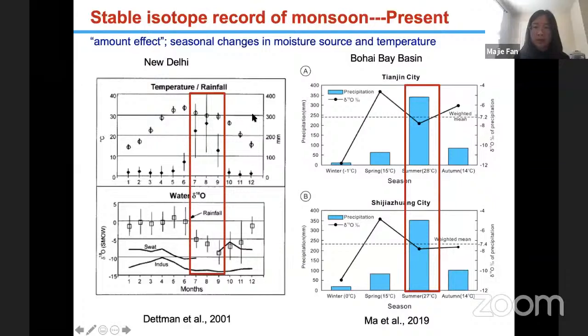Immediately you can tell that the spring, summer, and autumn precipitation has positive isotope values compared to the winter precipitation in this area. This is because of the seasonal change in moisture source and also temperature. But then look into the warm seasons. Summertime precipitation amount increases in both cities, and we see the delta 18O value decrease. So we think this is the amount effect of the monsoon.